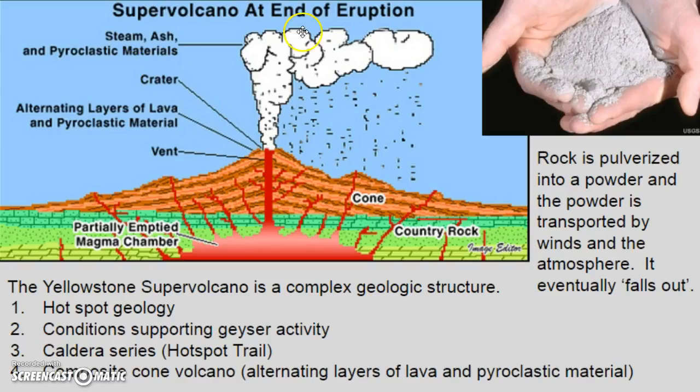Here we can see the supervolcano. Here's a cross-section of it. During this eruption, rock is pulverized into a powder, and this powder is transported by the winds in the atmosphere. It eventually falls out. So the Yellowstone supervolcano is a complex geologic structure. It has hotspot geology, where you have this mantle plume several miles beneath the Earth's surface. The conditions support geyser activity. We have a caldera series, what's called a hotspot trail. We'll look at a map here in a moment. It also forms a composite cone volcano, alternating layers of lava and pyroclastic material.